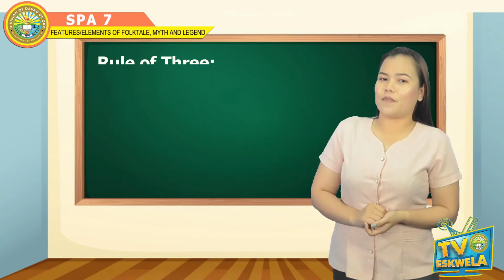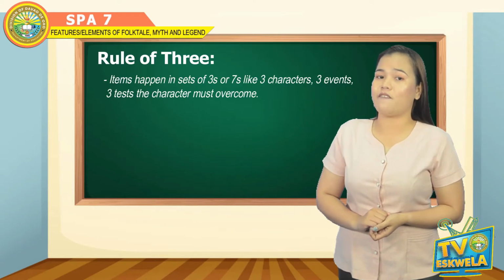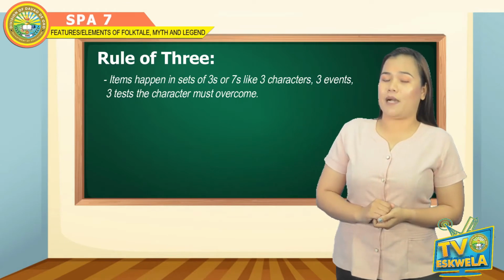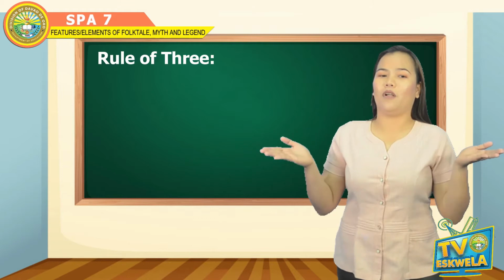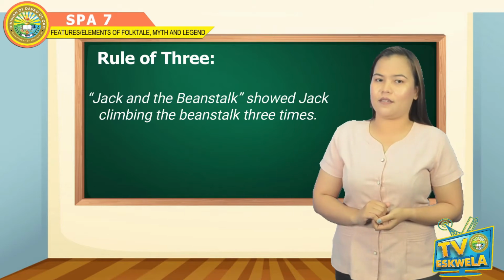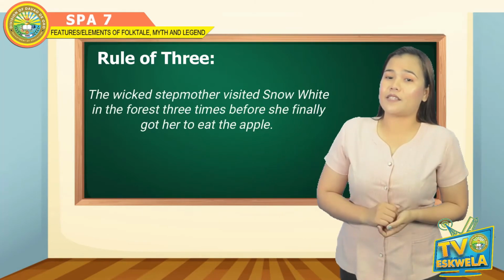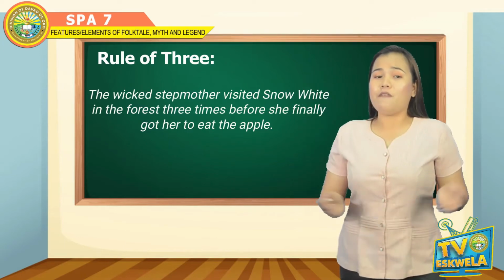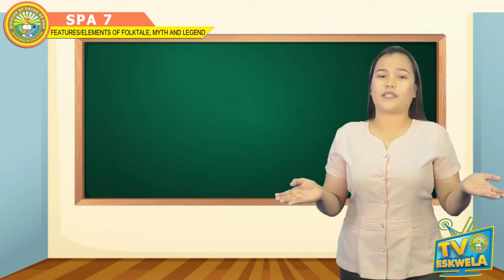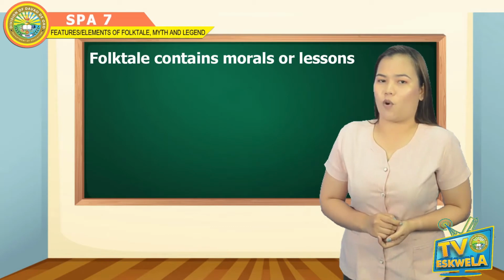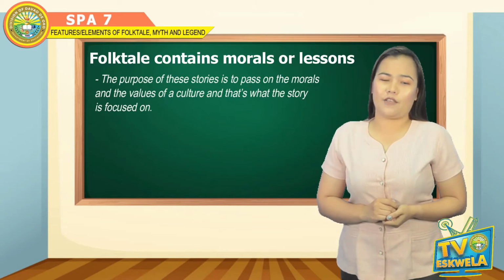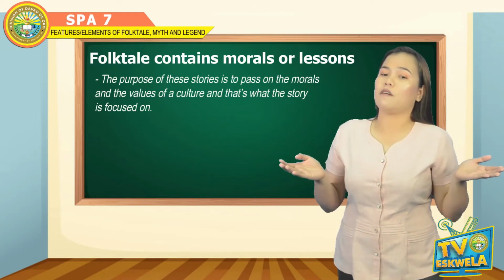Another is the rule of 3. Items happen in sets of 3s or 7s, like the 3 characters, 3 events, 3 tests that the character must overcome. For example, Jack and the Beanstalk showed Jack climbing the beanstalk 3 times. The wicked stepmother visited Snow White in the forest 3 times before she finally got her to eat the apple. Just like that. And of course, folktale contains morals or lessons. The purpose of these stories is to pass on the morals and the values of a culture, and that's what the story is focused on.